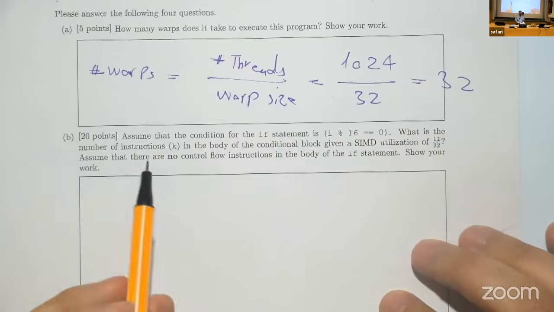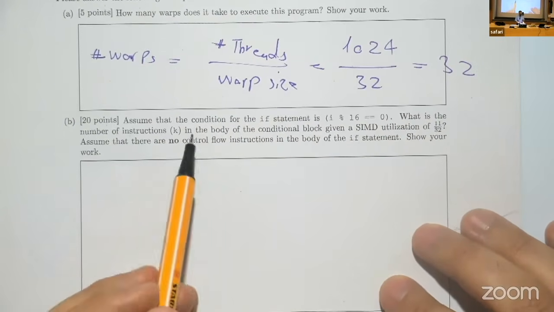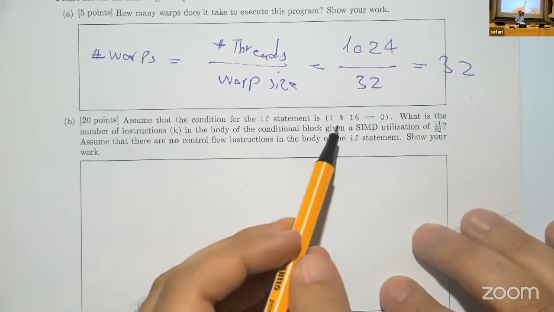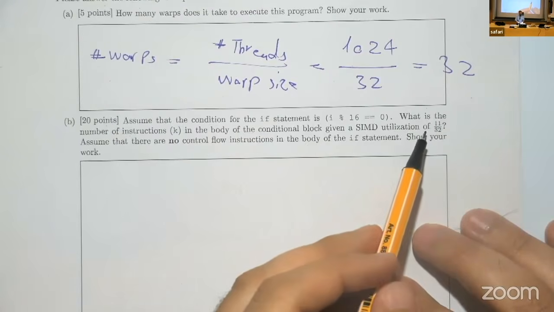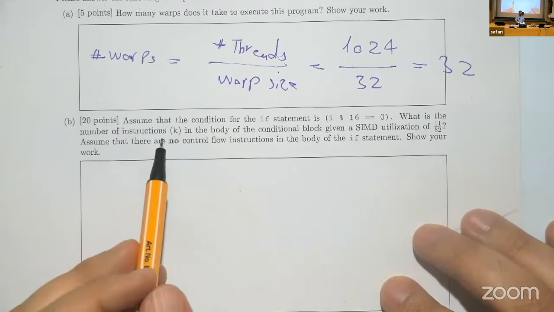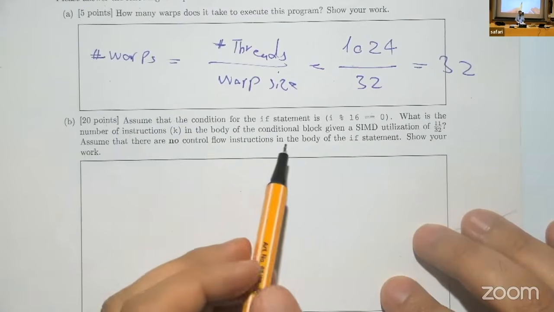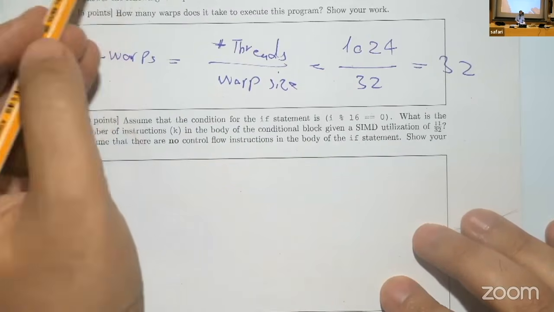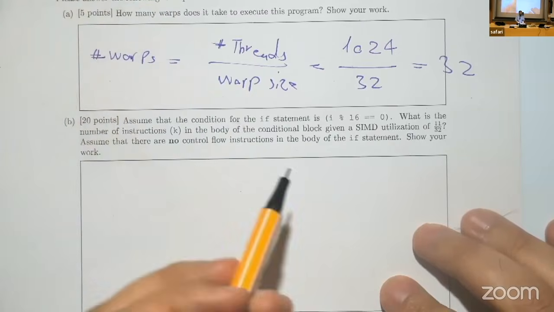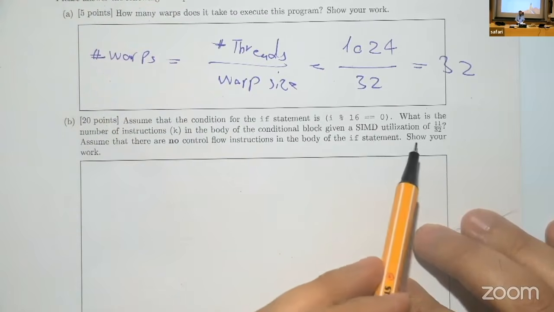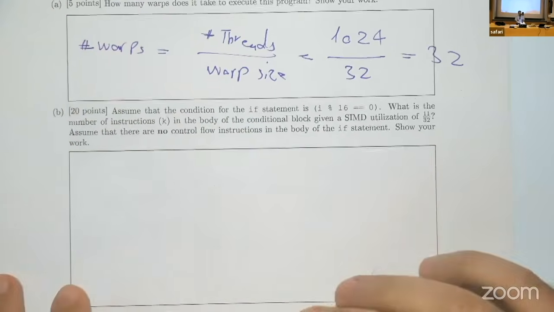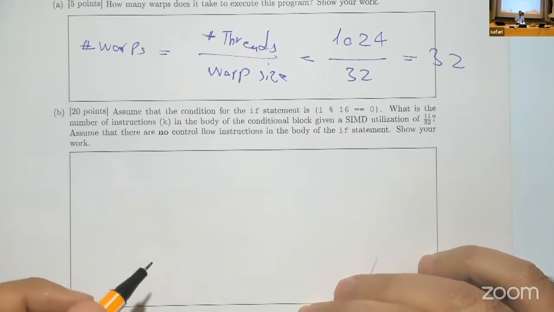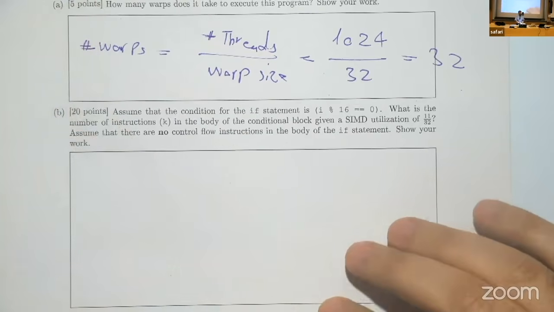In part B, we are saying that assume the condition for the if statement is i mod 16 equals 0. Then we ask: what is the number of instructions k in the body of the conditional block? Basically, we want to find the number of instructions inside the if block such that the SIMD utilization is 11/32. So we need to calculate the SIMD utilization parametrically with k and then solve the question.